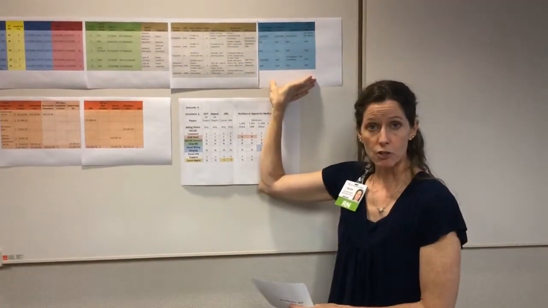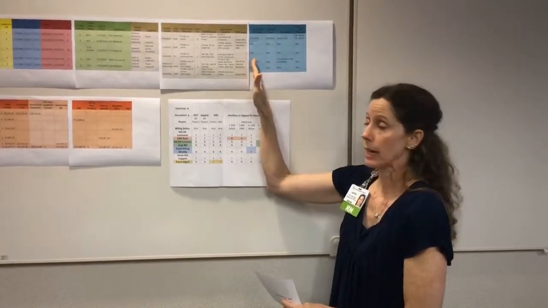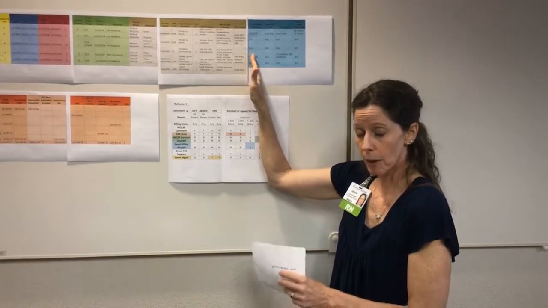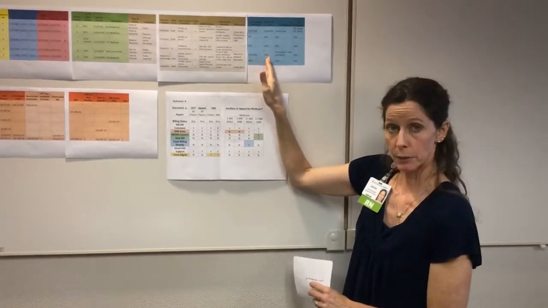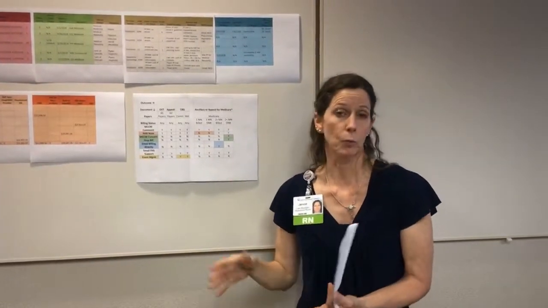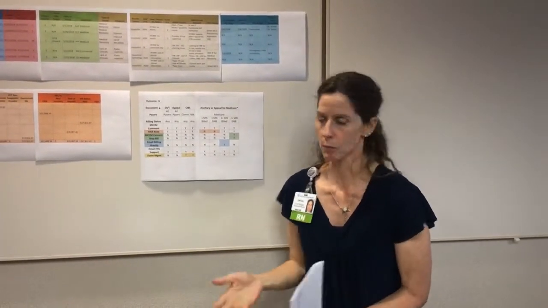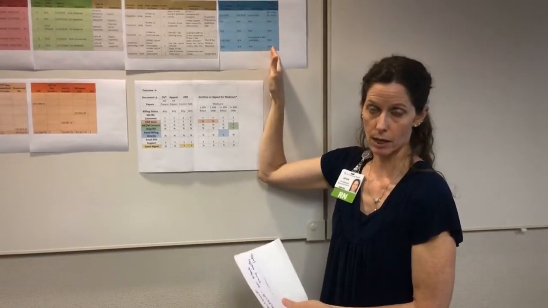This blue section has to do with peer-to-peer. This is where you put down the last possible peer-to-peer date, that's your timeout date, the date that the peer-to-peer got done, what was the result, was it overturned, upheld, was it not able to be completed for some reason, and who were the physicians involved in the phone call.